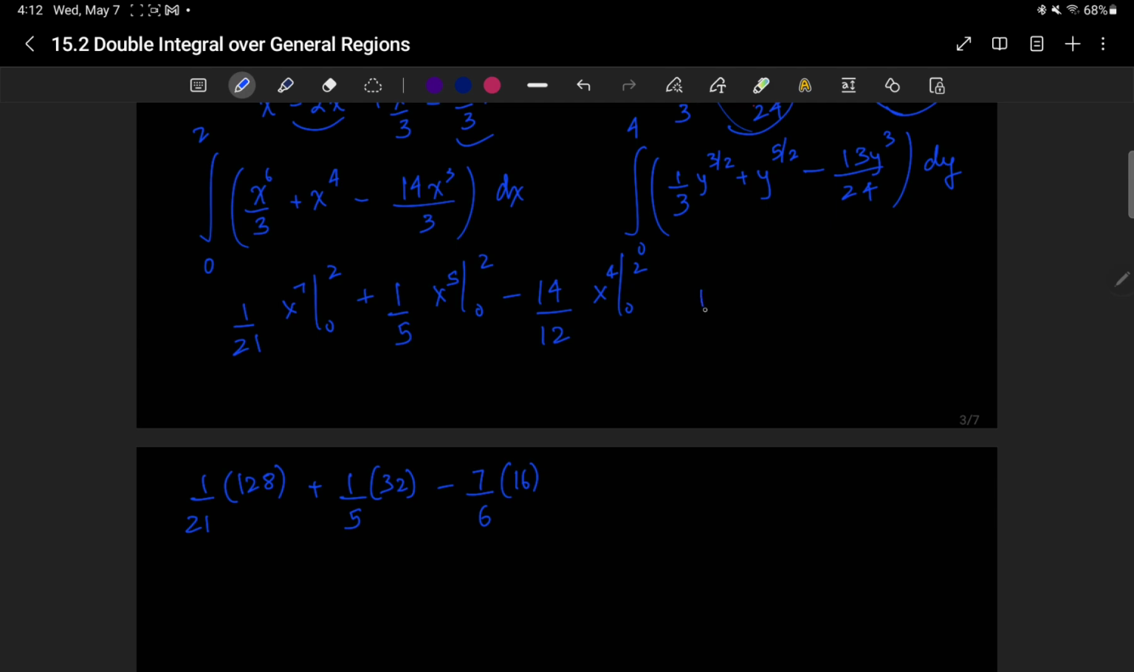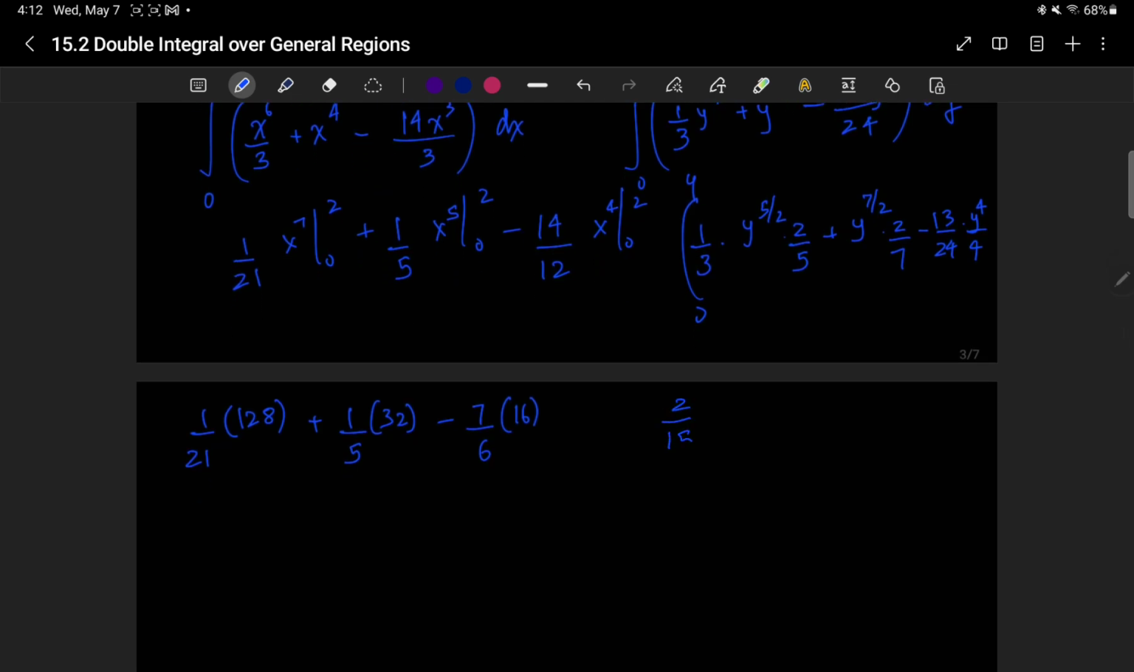What about here? Here we get 1/3 y to the 5/2 divided by 5/2, which becomes times 2/5, then y to the 7/2 times 2/7, and 13 over 24 times y to the 4 over 4, all from 0 to 4. So you get 2 over 15 times 4 raised to 5 halves. The square root of 4 is 2, and 2 raised to 5 is 32. The 0 becomes a 0, so at least we are spared that here. 2 raised to 7 is 128, and 4 raised to 4 over 4 is 64.